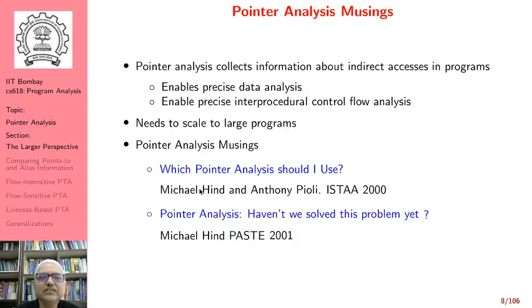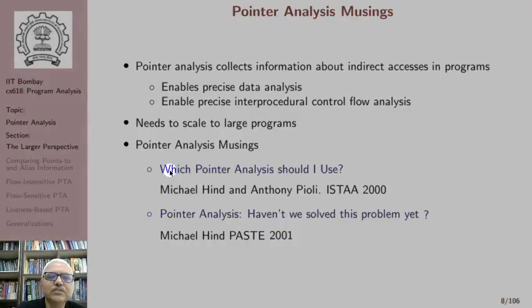So pointer analysis collects information about indirect accesses in programs. It enables precise data analysis. It enables precise interprocedural control flow analysis, and it needs to scale to large programs. There have been several papers in the past. People have often wondered about pointer analysis. The generic, philosophical papers try to answer questions such as, which pointer analysis should I use? Which pointer analysis is good for me?